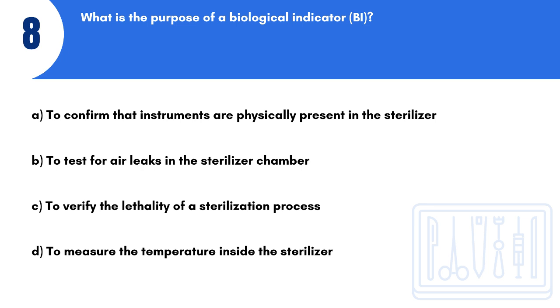Question 8. What is the purpose of a biological indicator, BI? A. To confirm that instruments are physically present in the sterilizer. B. To test for air leaks in the sterilizer chamber. C. To verify the lethality of a sterilization process. D. To measure the temperature inside the sterilizer.